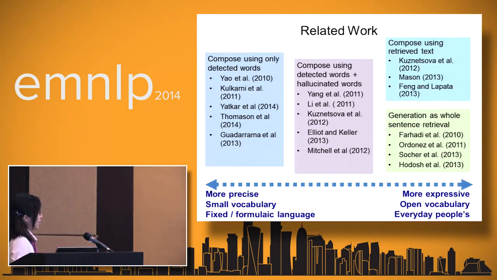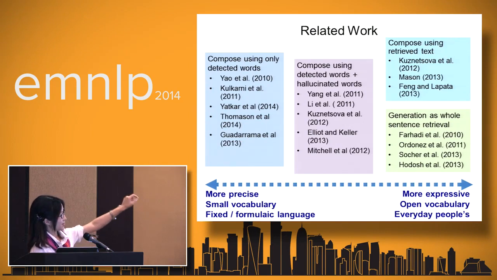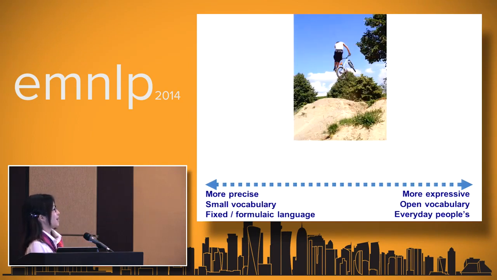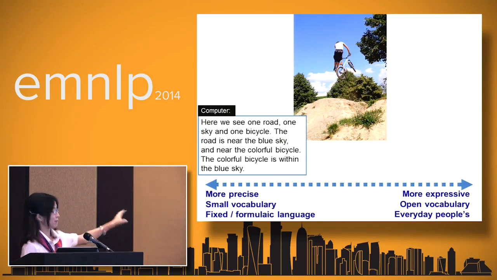So there has been relatively less work done on the right-hand side and more work done on the left-hand side, and there has been something in between as well. As a concrete example, given a photograph like this, a system sitting on the left-hand side that only wants to make use of content words for which we have visual detectors might generate something like this.